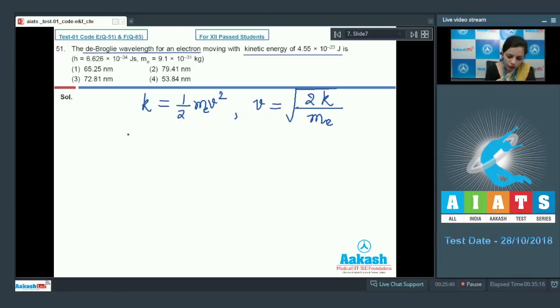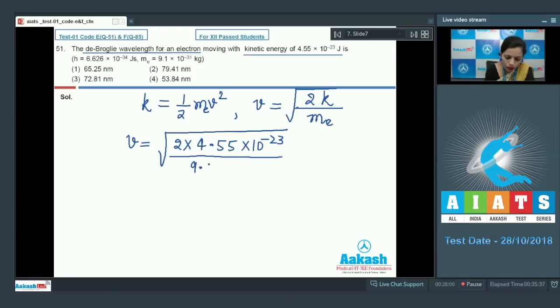Now, in this case, we have the value of K. So we can find out the value of v also. v would be root of 2 into K, that is 4.55 into 10 raised to the power minus 23 joule divided by the mass of the electron, that is 9.1 into 10 raised to the power minus 31, in the simple form.